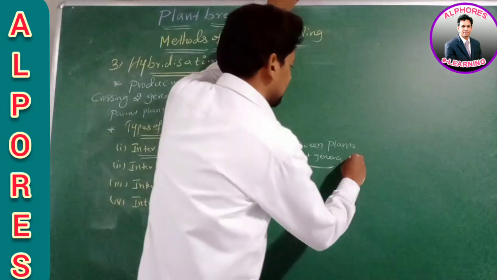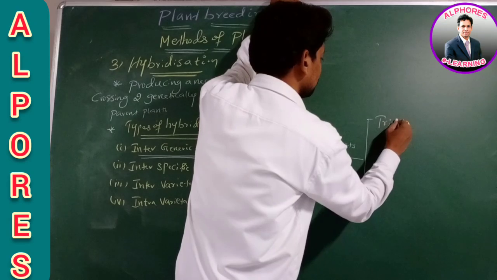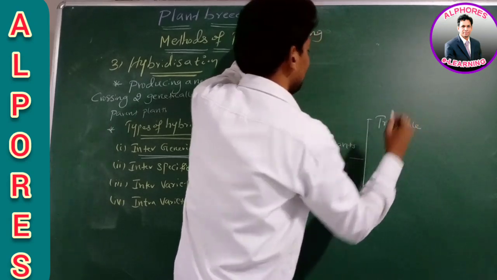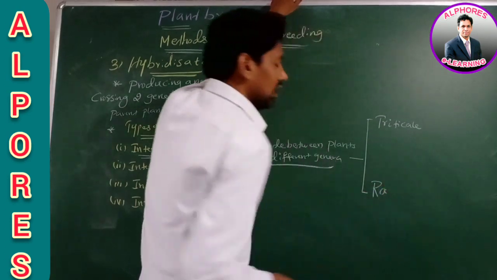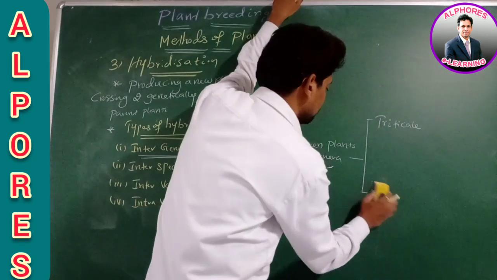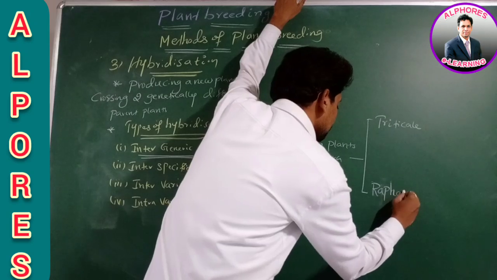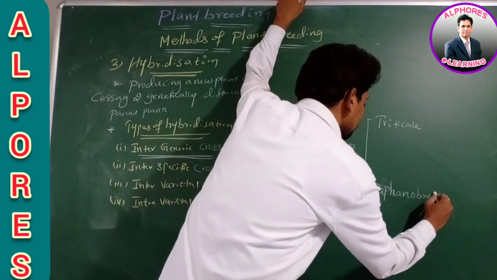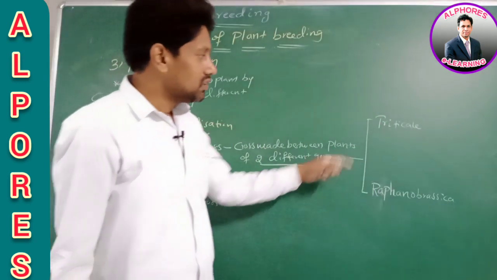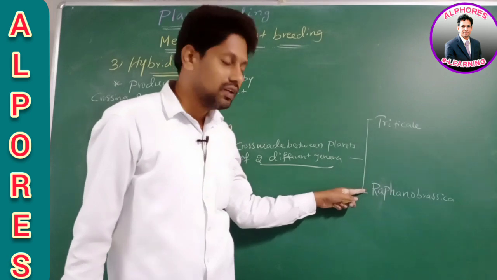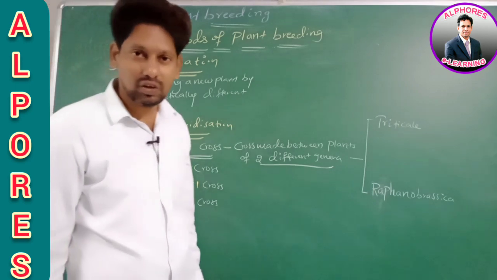What are the examples of intergeneric cross? Number 1, triticale. Second one is Raphanobrassica. Triticale and Raphanobrassica are examples of intergeneric cross. Is it okay? Thank you.